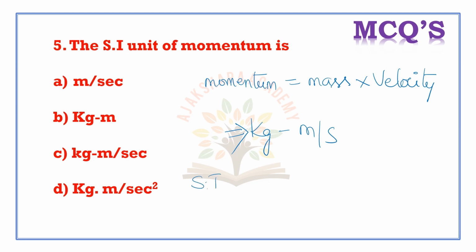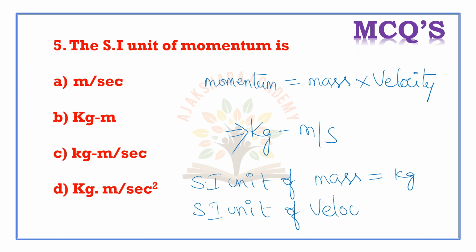Here the SI unit of mass is kilogram and the SI unit of velocity is meters per second. So the SI unit of momentum is kilogram meters per second. So in these four options, option C is correct. The SI unit of momentum is kilogram meters per second. Okay. Option C is correct.